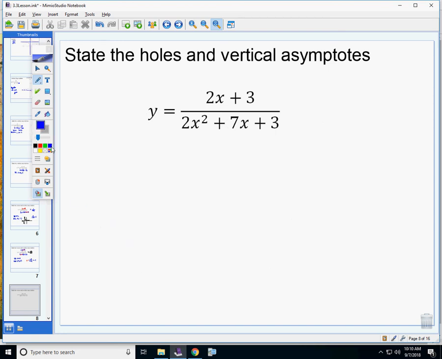Alright, one last example with holes and vertical asymptotes. Just a quick reminder of how to factor when there's a leading coefficient. Most of the time we'll factor by grouping. So in the grouping method, you multiply the first number and the last number. You find the factors of that will add to the middle number. So 1 plus 6 is 7. We're going to split the 7 to be 1x and 6x.